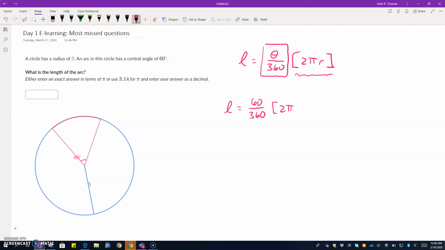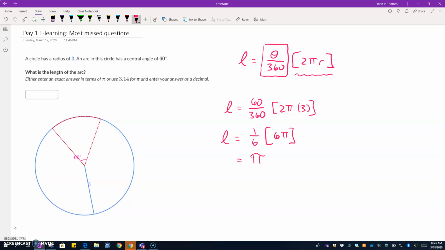Now we need to find the radius, so we go back to the question and it tells us it's 3. So if I push this together, I've got L equals 60 over 360, all right, which would reduce to 1 over 6 times 6 pi. All right, and if I multiply that together, I get pi.